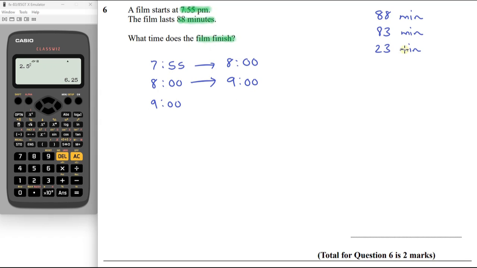But now we've only got 23 minutes left, so all I can do is go from 9 to 9:23, because I know that that is 23 minutes. So if we take away 23 minutes, we're now left with 0 minutes. So we know the film has finished. So the film has finished at 9:23, and we need to think about whether that's AM or PM, but we can clearly see it starts in the evening, so it's going to be PM. So our answer of what time the film finishes is going to be 9:23, and make sure you write PM, otherwise you will be wrong, or you probably will lose marks.